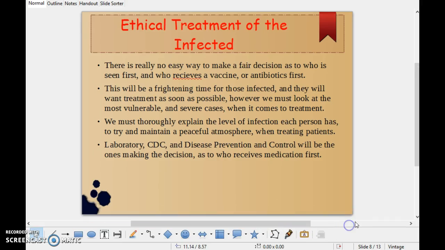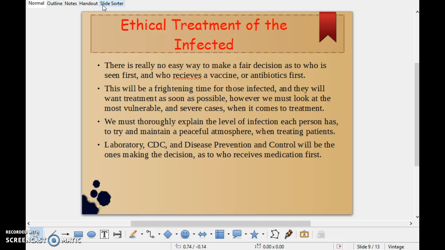Ethical treatment of the infected. I think there should be a way that we go about the process of treating and vaccinating people. I think the elderly, infants, and children should, of course, be the first to go because they're the most vulnerable during this time. And we would have to explain that to everyone and let them know that this is how the procedure would go, and we will get to everyone as quickly as possible. We will not neglect anyone during this process.